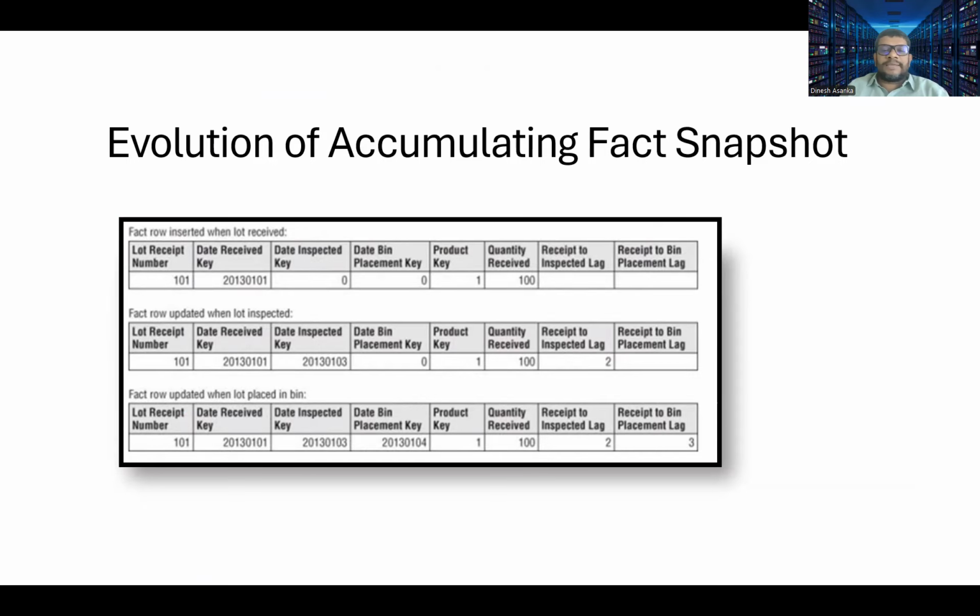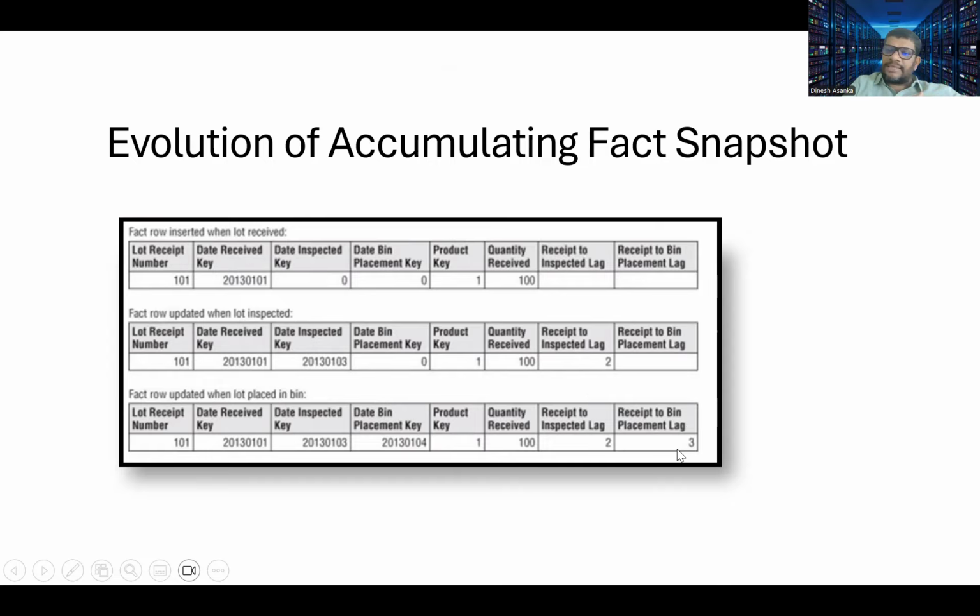For example, it's like this. You receive an order. This is the receive date. For product number 1, 100 items were received. On a subsequent day, after 2 days, you inspect it and you say 2 quantities are left. And then after another 1 day you place it in a bin and you say another 3 items are left. So it's accumulating.